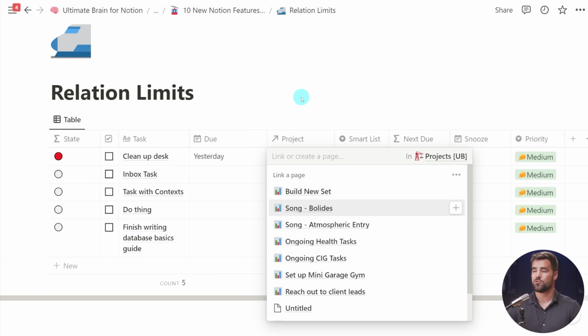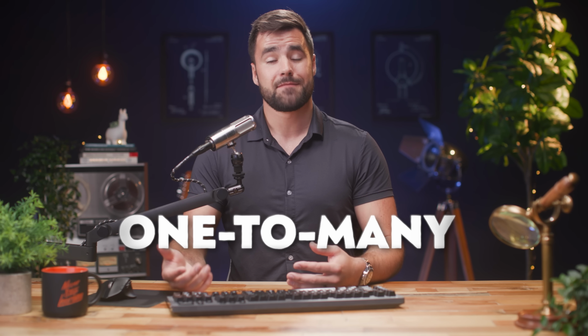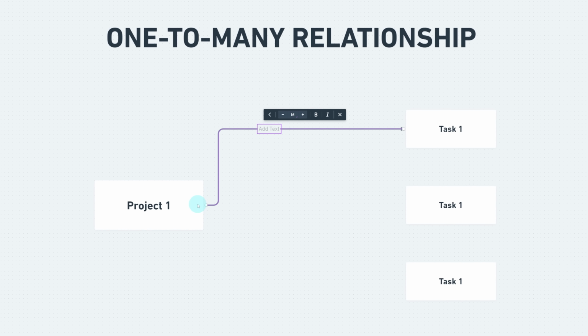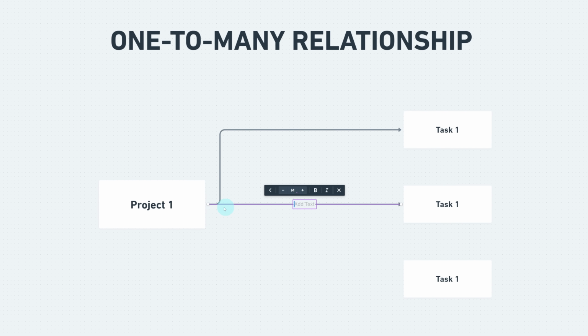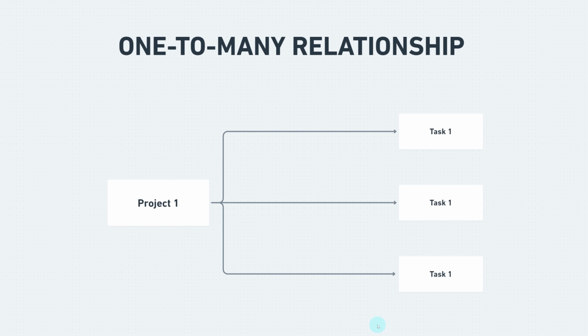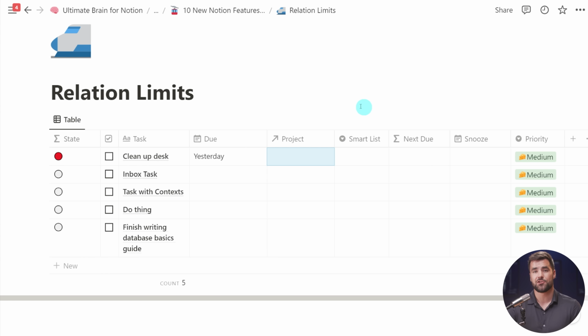In the past, you used to be able to set as many relations as you want, but sometimes you want to create what's called a one-to-many relation. Case in point, a tasks and projects related database setup. You may want to have many tasks that are related to one project. And for any given task, you really only want it to be related to one project. So now we can actually set that up and set up a limitation inside of Notion.